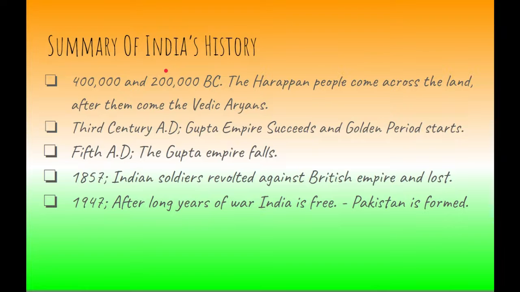So the summary of India's history: 400,000 and 200,000 BC, the Harappan people came across the land, and then after them come the Vedic Aryans. In the 3rd century AD, the Gupta Empire succeeds and the Golden Period starts. In the 5th century AD, the Gupta Empire falls. In 1857, the Indian soldiers revolted against the British Empire and they lost. And in 1947, after long years of war, India is free and Pakistan is formed.